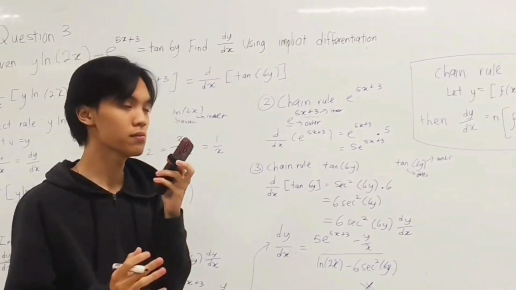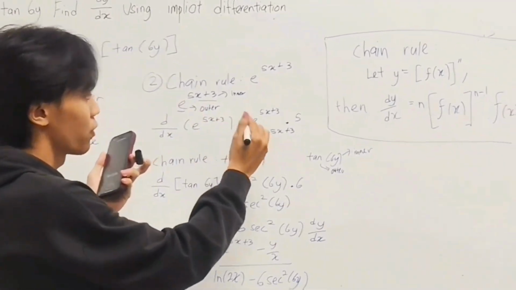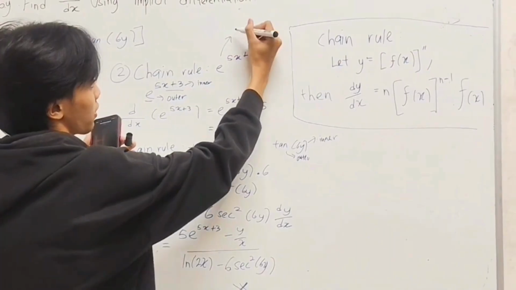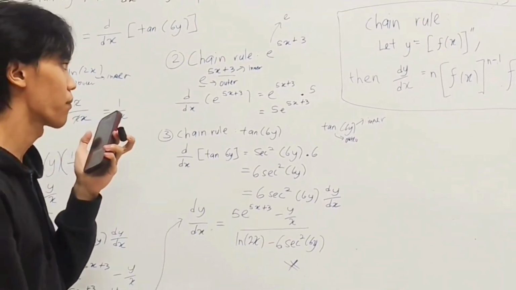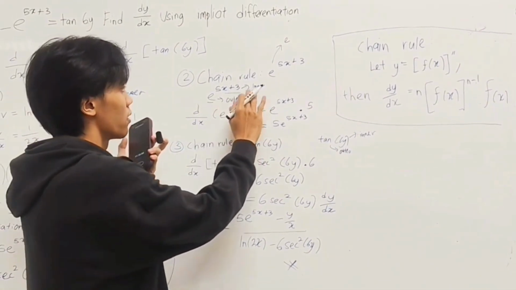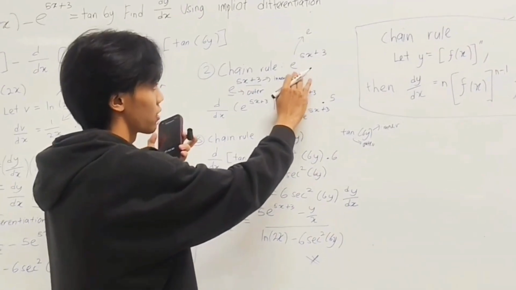Okay, so for the next term, we are also using the chain rule. And for your information, in logarithm rules, the exponent will become exponent. It doesn't change anything. Before we differentiate, we need to know which is the inner and the outer part. So the inner part is the 5x plus 3, and the outer part is the exponent.